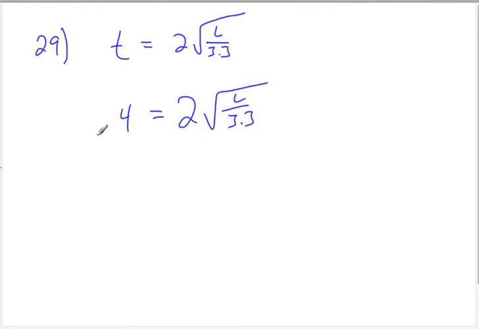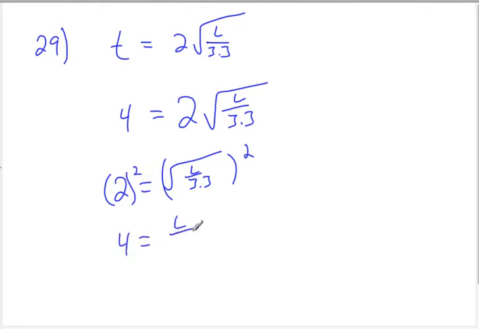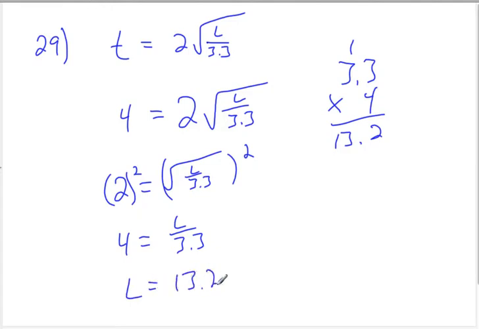So if we get rid of that 2 first by division, we get 2 equals root L over 3.3, and then we can get rid of the square root by squaring both sides. So now we get 4 equals L over 3.3, and then we multiply both sides by 3.3, which is going to be 12 something, 13.2, is that right? 13.2. Okay, so we know the length is 13.2, rereading for units. Pendulum in feet, so 13.2 feet, done. Number 30.